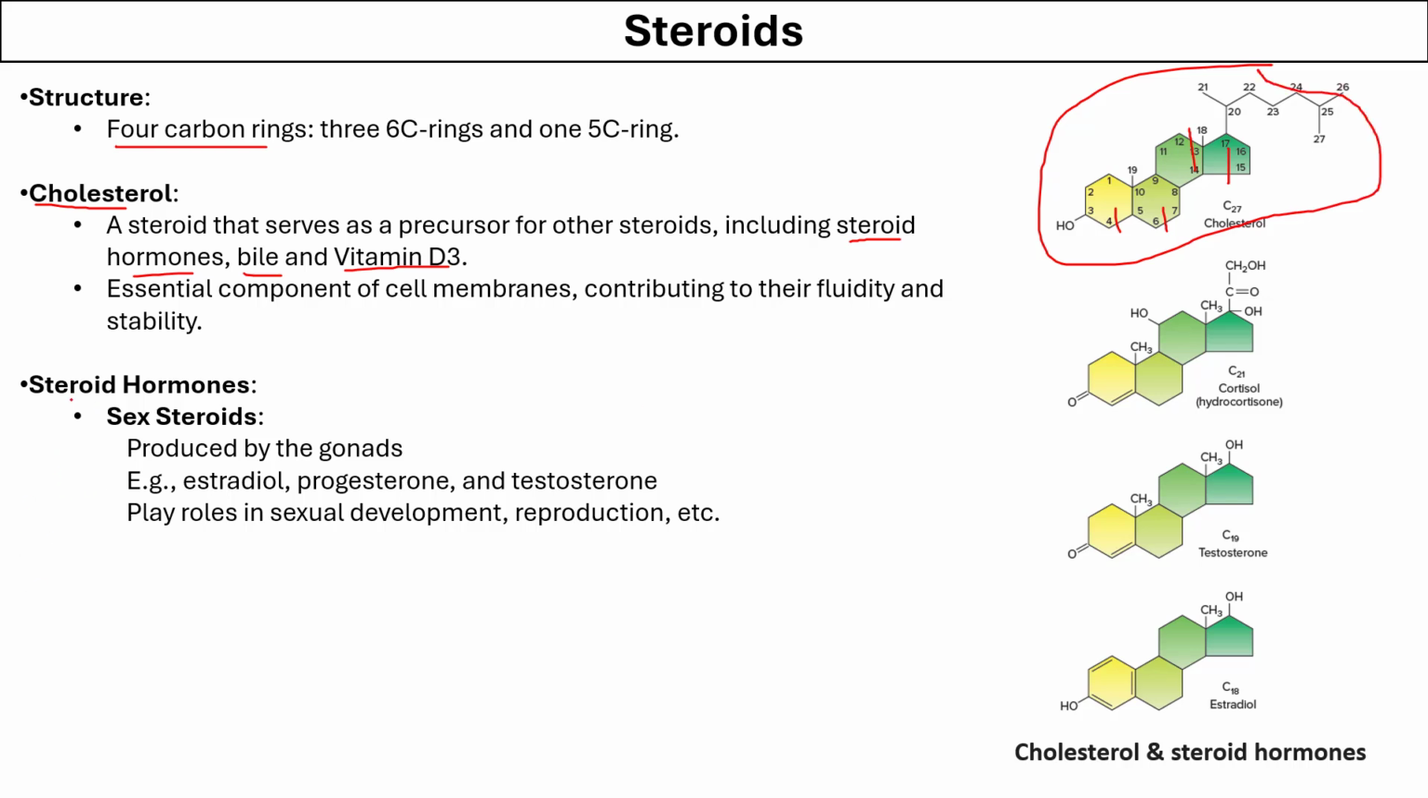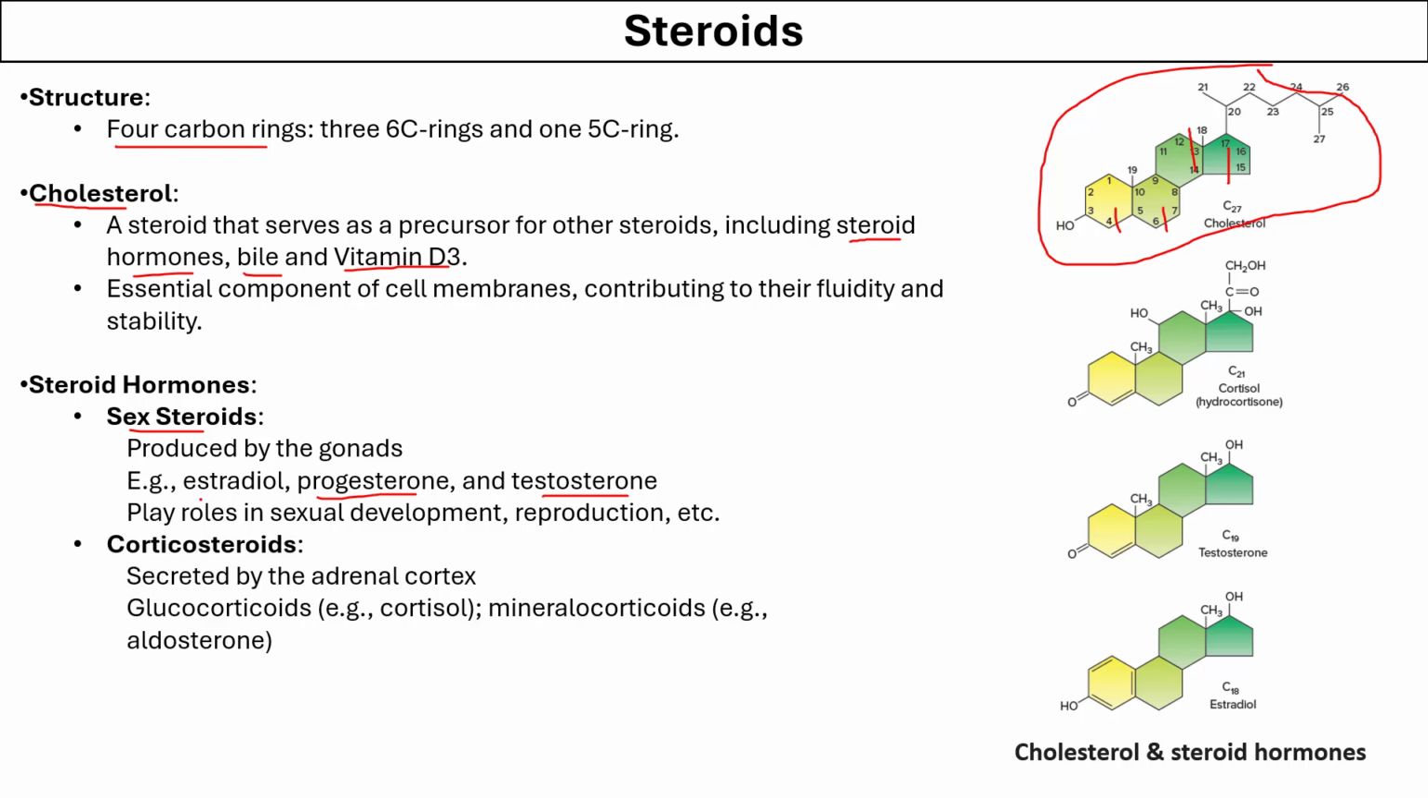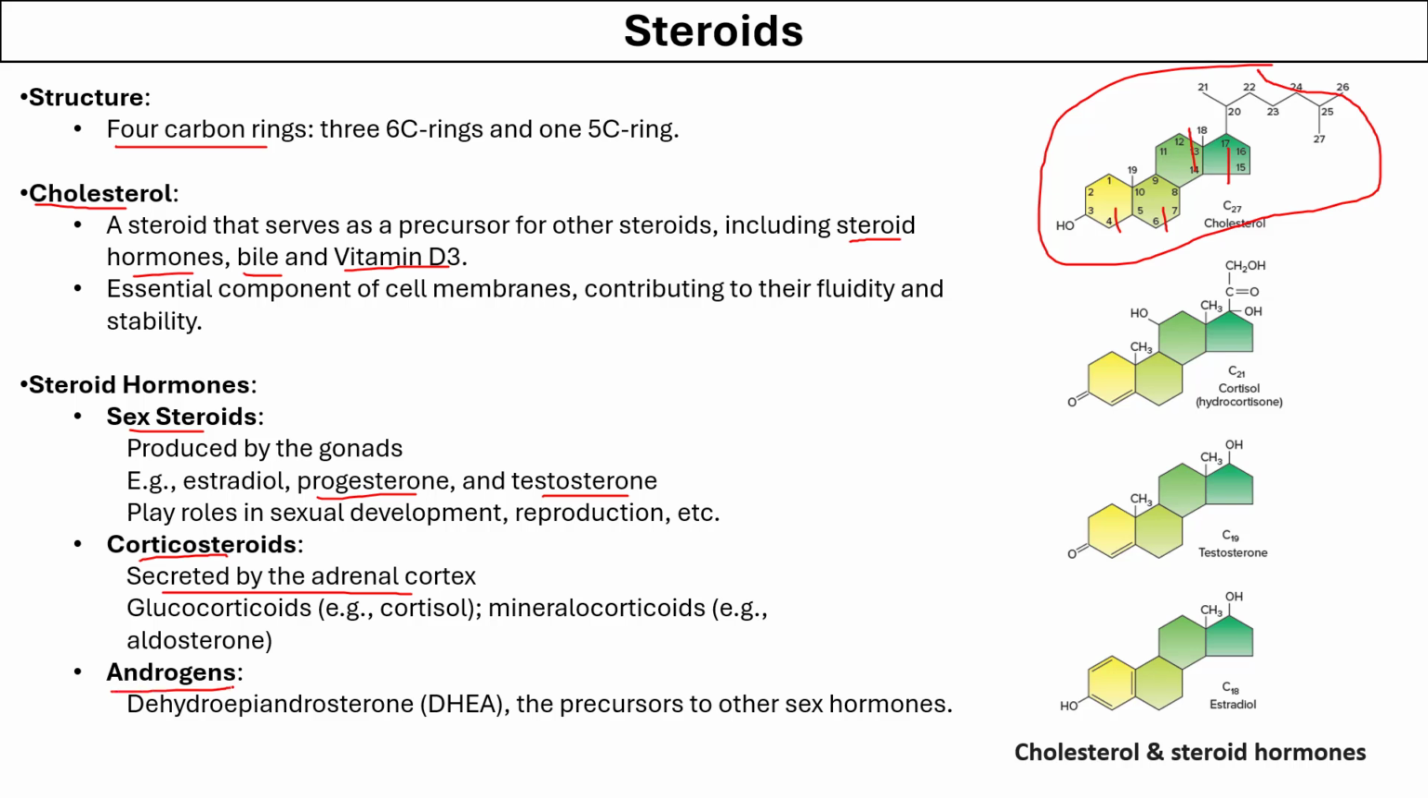The steroid hormones in your body are sex hormones, which can be progesterone, testosterone, and estrogen. They can be corticosteroid hormones, which are secreted by the adrenal cortex of the adrenal gland. And you have androgens, which are the precursors of sex hormones. Men get their secondary characters, they have masculine characters because of the presence of androgens in their bodies.